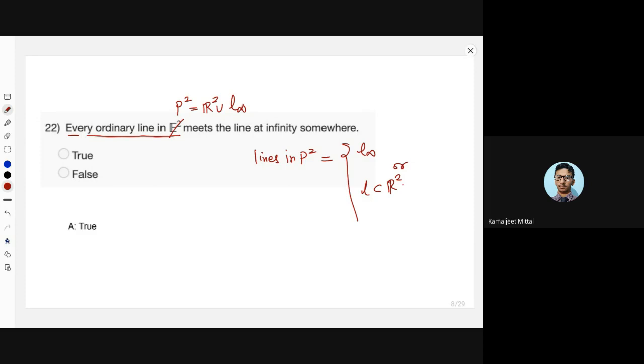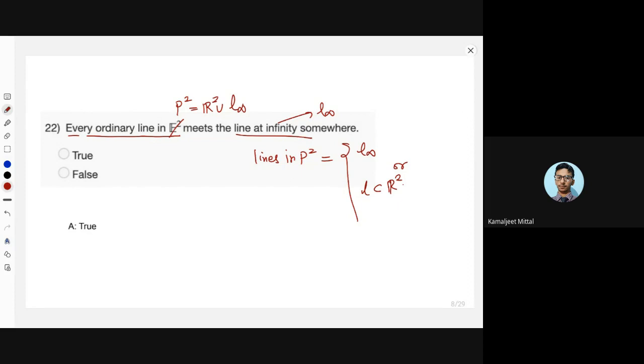No problem. So what does it mean by meets the line at infinity? It says whether there is an intersection with the line at infinity. And what is the line at infinity? It is nothing but L infinity. So if I take L infinity, L infinity intersects L infinity because it's the same line, so the intersection will be at each point.